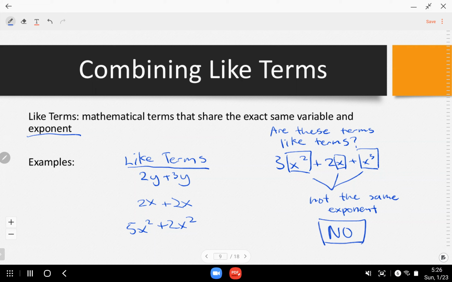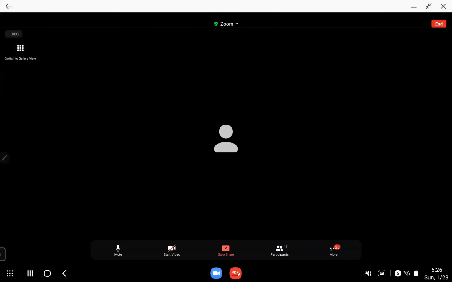Make sure you notice this subtle point here. When you're looking at these terms, make sure that they have the exact same exponent, or you cannot combine them. Obviously, when you're looking at something like 2x plus 2y, that's not like terms. But when you look at 3x squared plus 2x, they're very similar, right? They do share the exact same variable, which is x. So make sure you pay attention to that and avoid making mistakes.